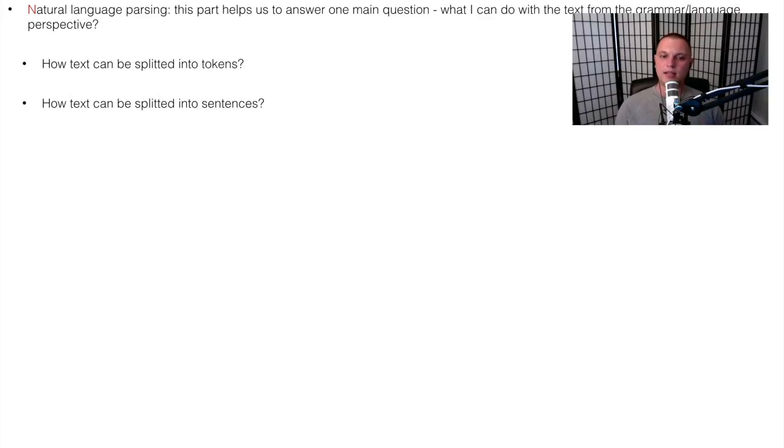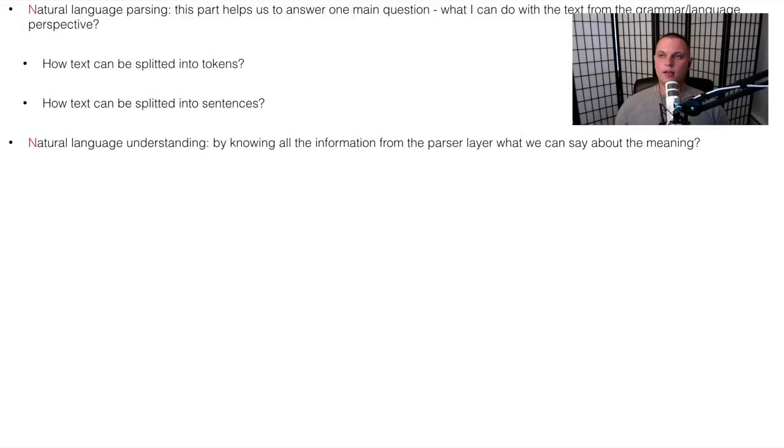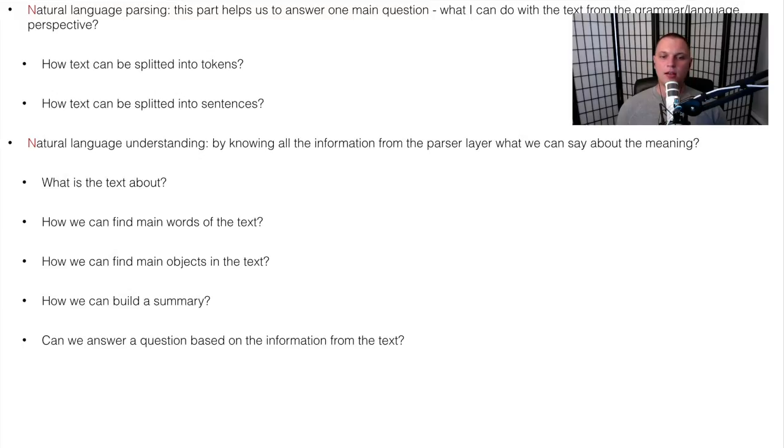The next one is natural language understanding. Basically, by knowing all the information from the parser layer, what can we say about the meaning of the text? This level should help us answer questions like: what is the text about, how can we find the main words in the text, how can we find the main object in the text, how can we build a summary of the text? Can we answer questions based on the information from the text? This level is kind of hard, but it will look like a piece of cake compared to the last one.